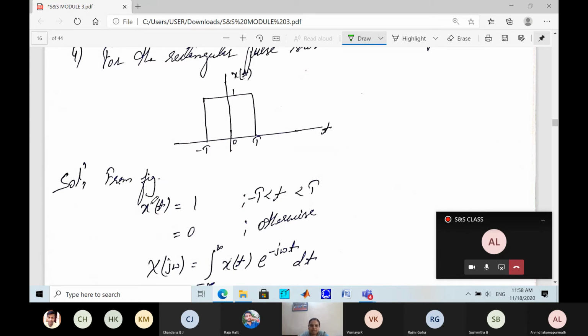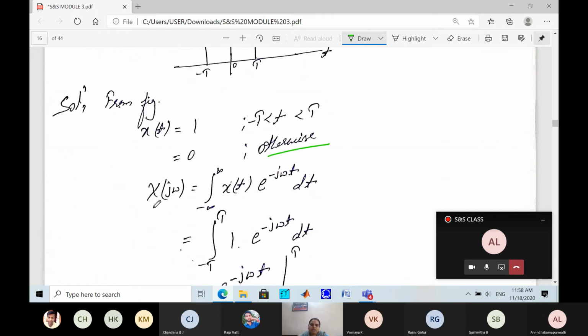The equation is x of t equal to 1 when t exists from minus T to plus T, and it will be 0 for the other cases. Then what you have to do? Use your equation X of j omega is equal to integration from minus infinity to plus infinity of x of t e raised to minus j omega t dt.